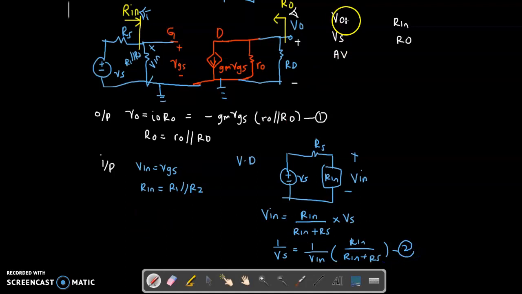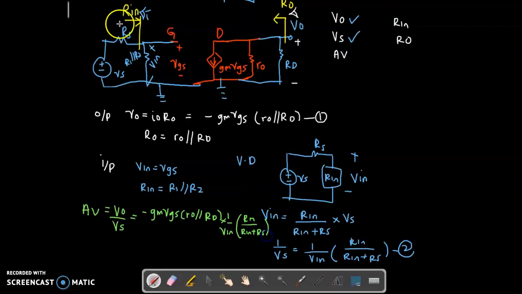Now you already got your V out and you already got your VS. Now let's move to the voltage gain. What will be the voltage gain? Voltage gain equals V out over VS. Your V out is from equation number 1, that is minus gm VGS times r o parallel to RD. Now what is 1 over VS? Your 1 over VS is multiplied by 1 over V in times R in divided by R in plus RS.